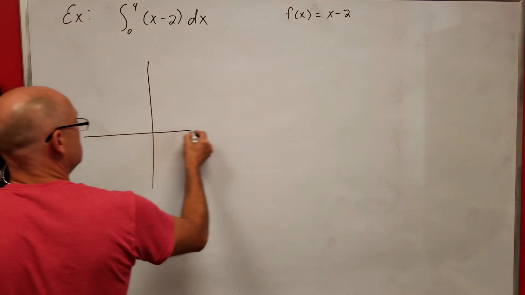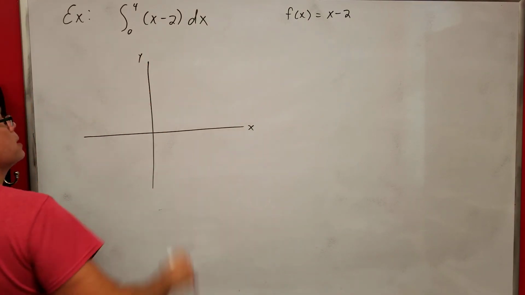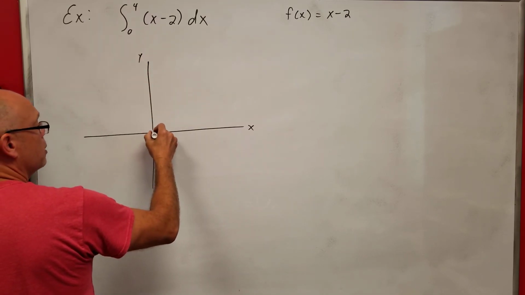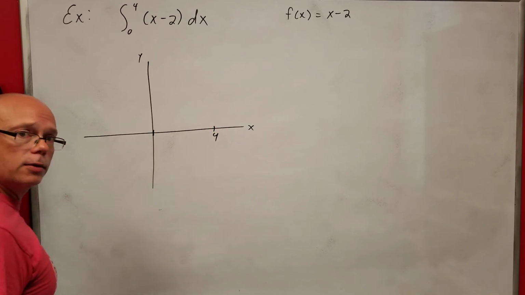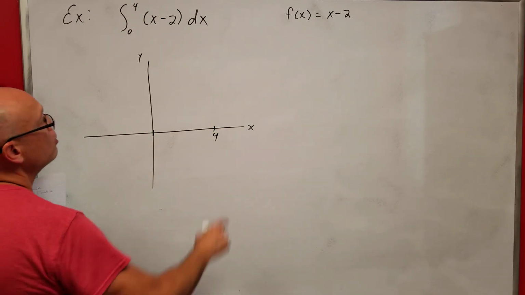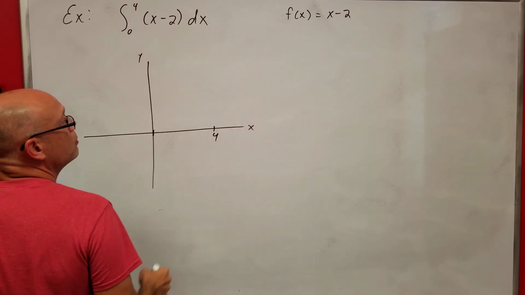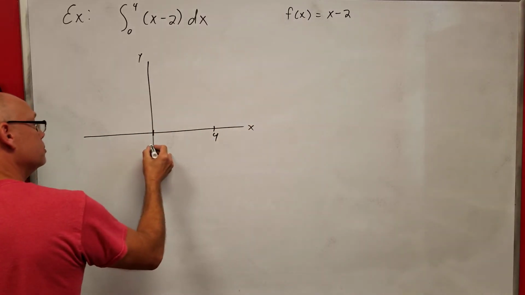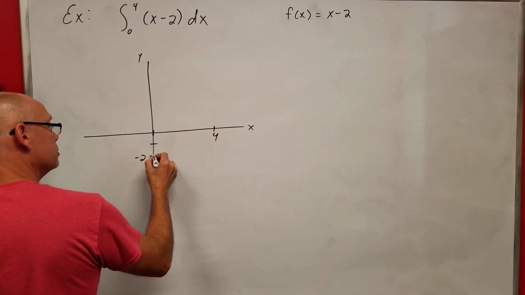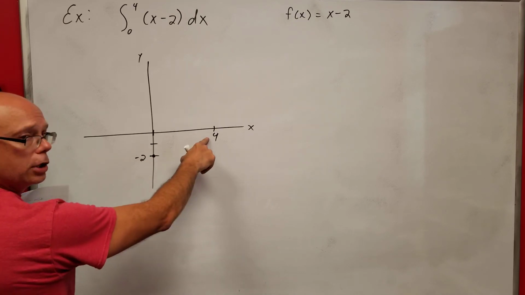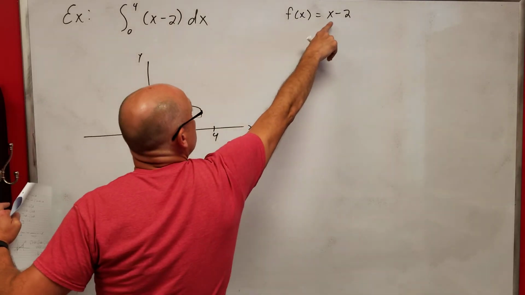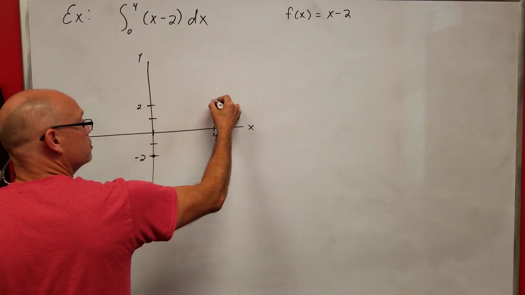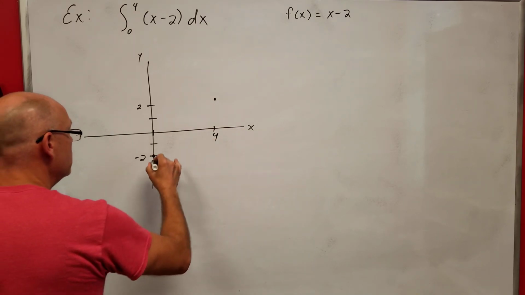All right, draw my axes. Here's the x-axis, here's the y-axis. Remember, axes is plural. All right, so I want to go from 0 to 4 with my picture at least, right? Well, what does this function do? Where is it at 0? What point is this function at 0? It's at negative 2, right? Where's this function at 4? If you sub in 4, you have 4 minus 2, which is 2. So you have those 2 points, and you have a line.